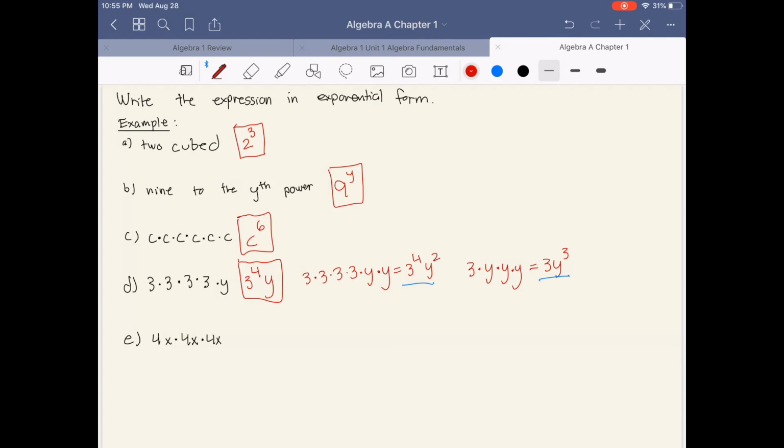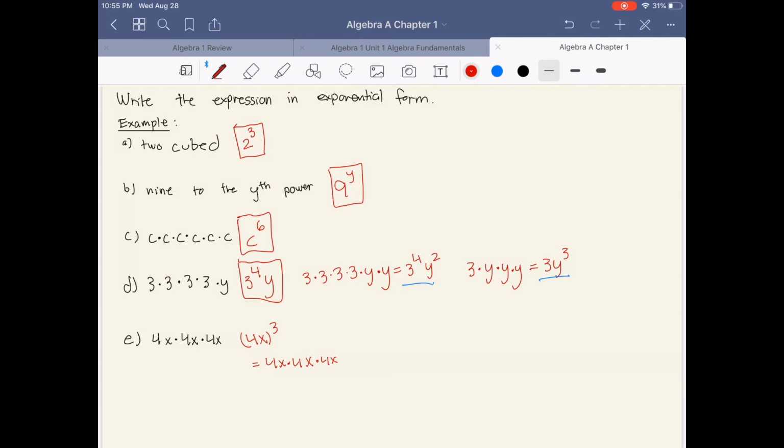Okay, now let's go to letter E. Now letter E, 4x times 4x times 4x. How do you rewrite this? It's going to look like this. Parentheses 4x to the third power. Okay, why? It's because when you rewrite this, it's going to be 4x times 4x times 4x. Same thing as what you see in the black.